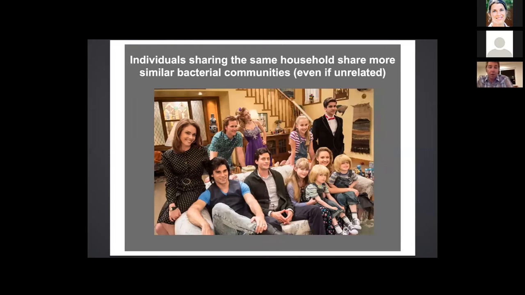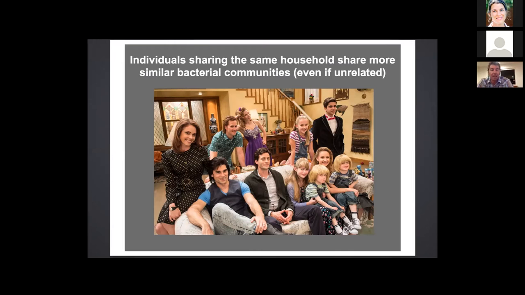We also know from some work that individuals sharing the same household typically share more similar bacterial communities, even if they're unrelated. So the question is why, and we think there are probably two general reasons why this is the case. And this is true both for skin bacteria and for gut bacteria, and to a lesser degree also for mouth bacteria.